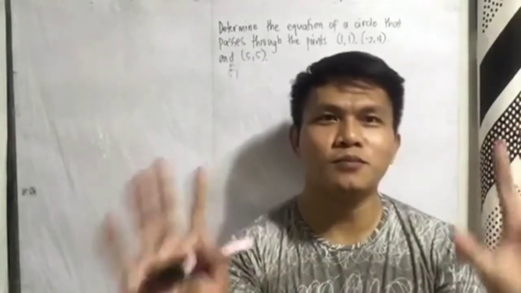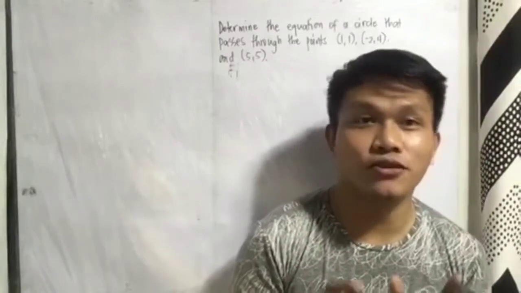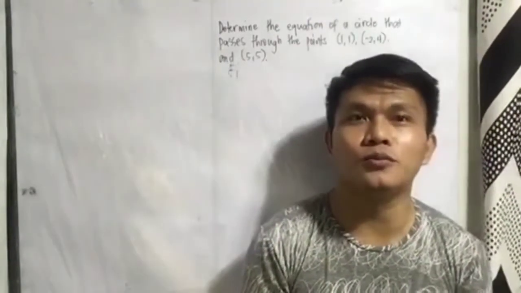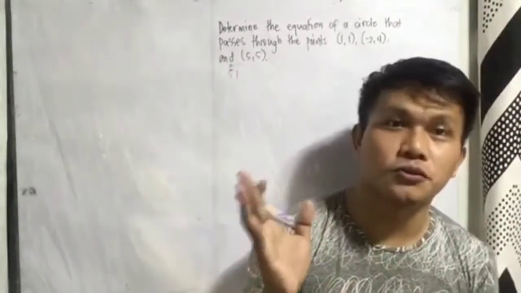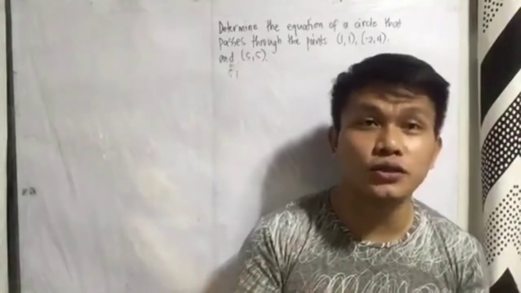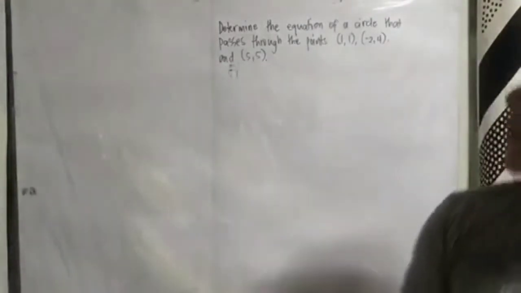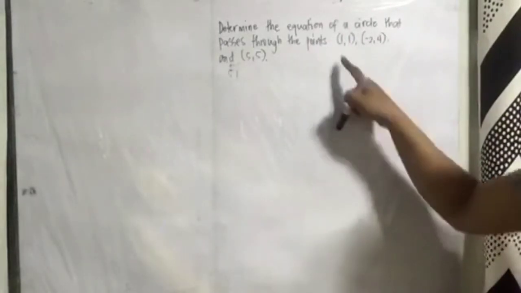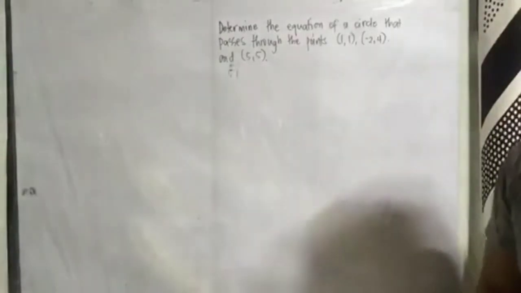Okay, so what's up? Andito ulit tayo para magbigay ng information or solutions on how to solve equations of the circle when the given are 3 points, or when a circle passes through 3 points. So for example, determine the equation of a circle that passes through the points (1, 1), (-2, 4), and (5, 5).